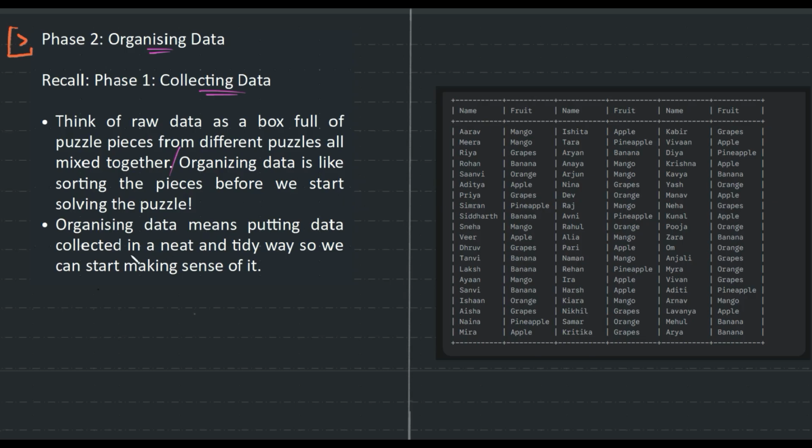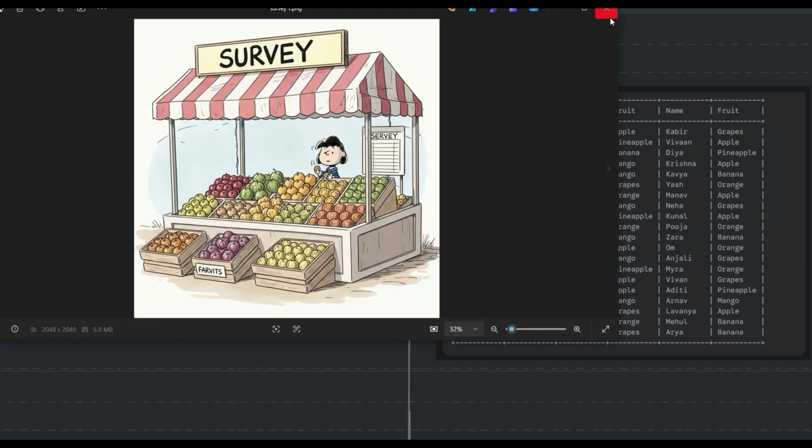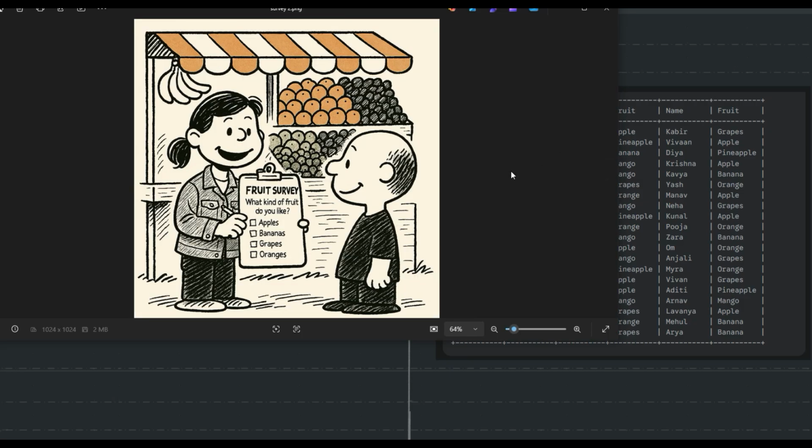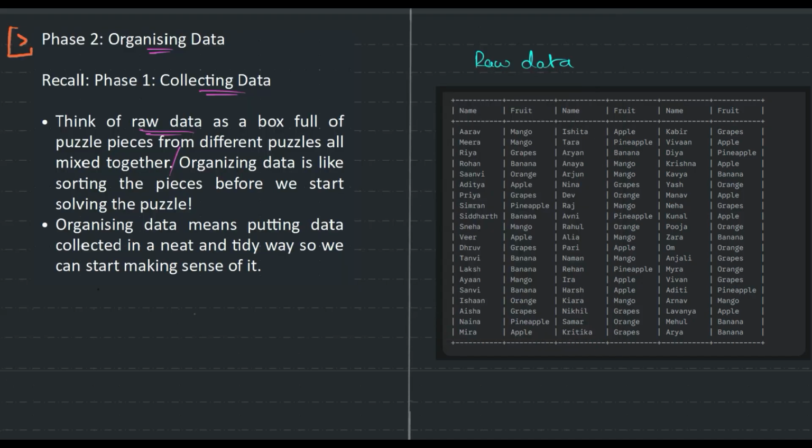Organized data means putting data collected in a neat and tidy way so that we can start making sense out of it. So first thing, we have a word called raw data. What does raw data mean? This is an example of raw data. Say you want to conduct a survey so that your fruit stall gets better, right? So you conduct a survey. You ask people what kind of fruits they like. With that as the basic agenda, you start asking their name, what kind of fruits they like.